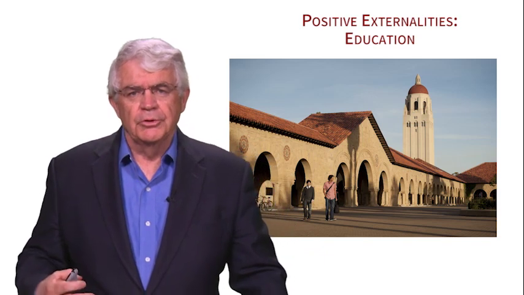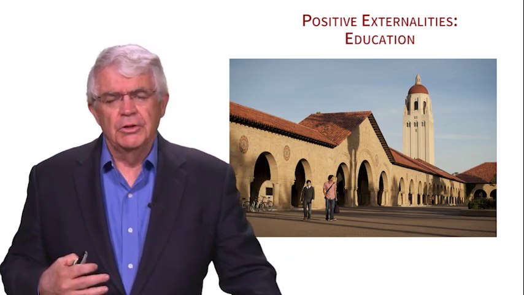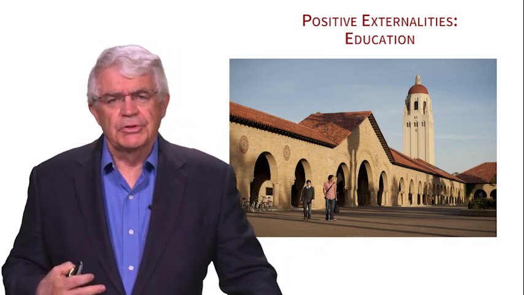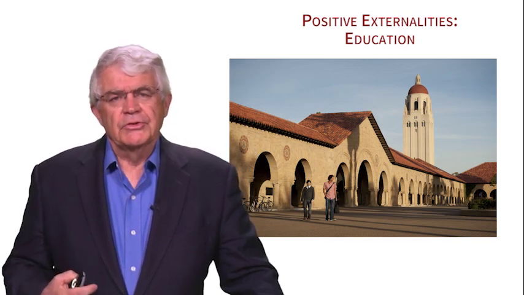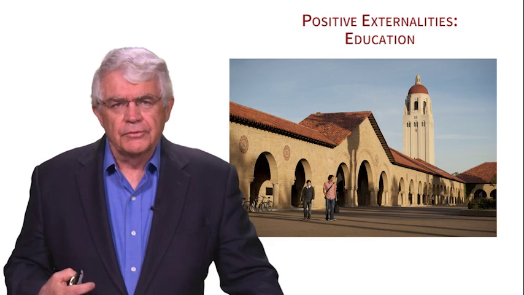A common one is education. People who have an education tend to be more informed citizens. They can participate in the democracy better. It makes the country or the society better off, so it spills over.